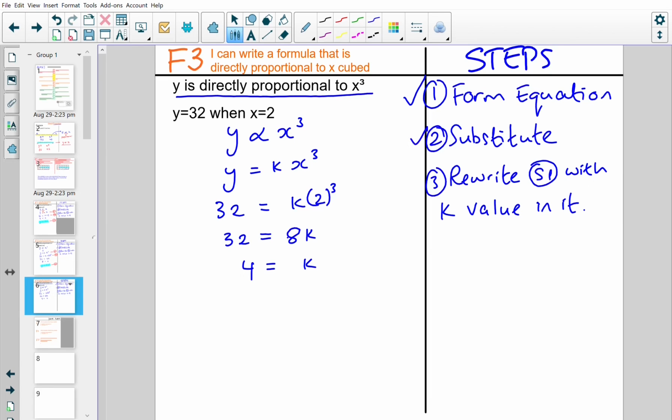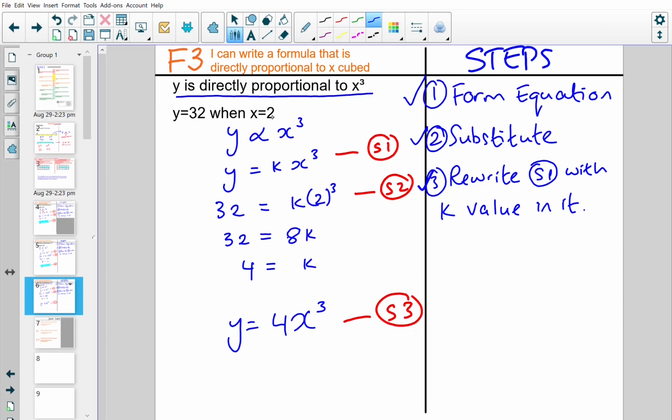And last step, rewrite step 1 equation with the k value in it. In case you're wondering, this here is step 1. Substitution part is step 2. And we'll now need to find step 3, which is y equal, substitute the value of k in this. So k is 4x cubed. And this is step 3. And this is our answer.